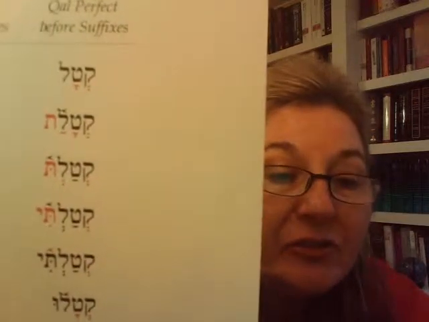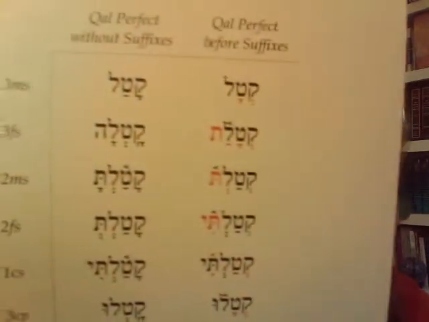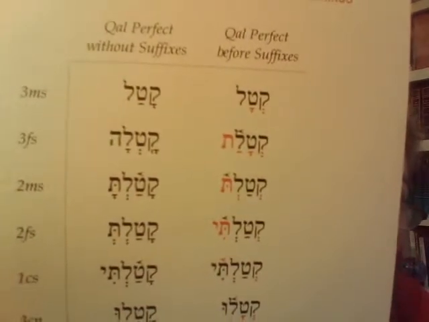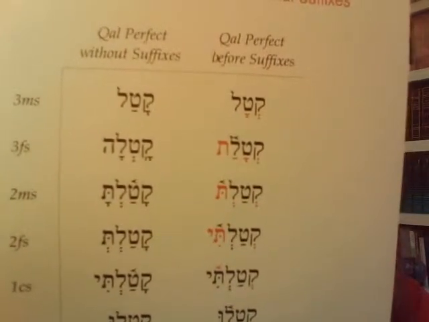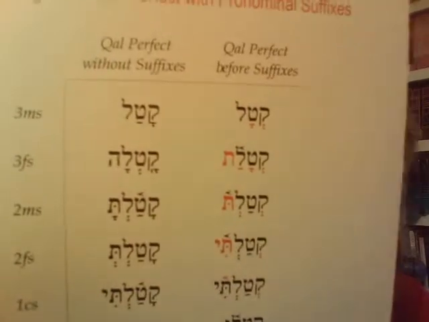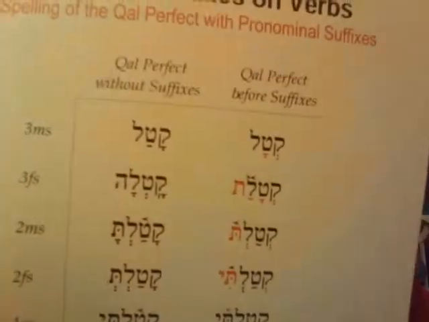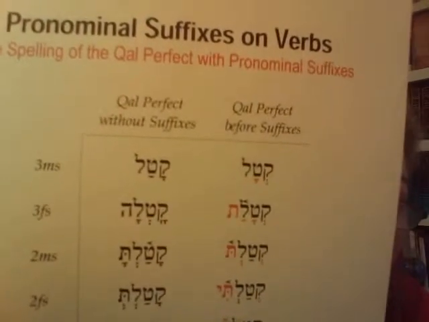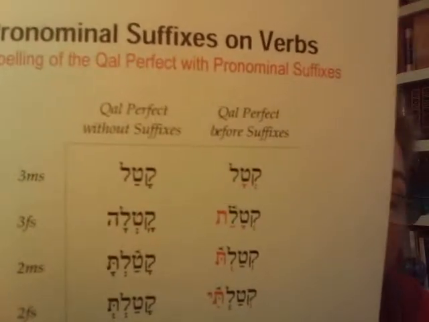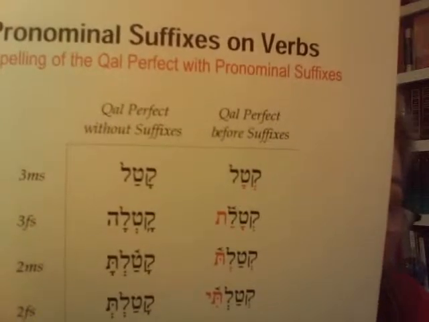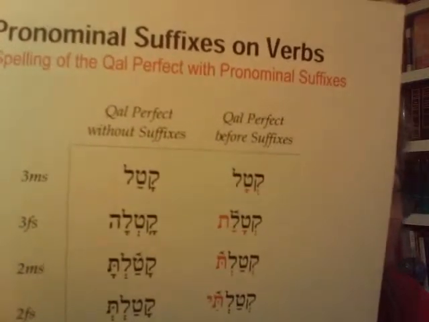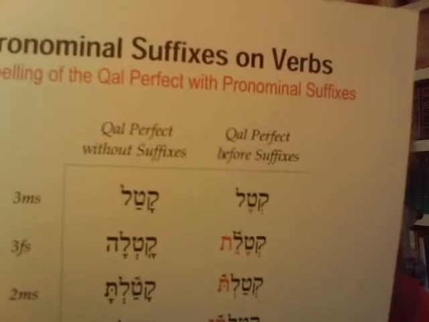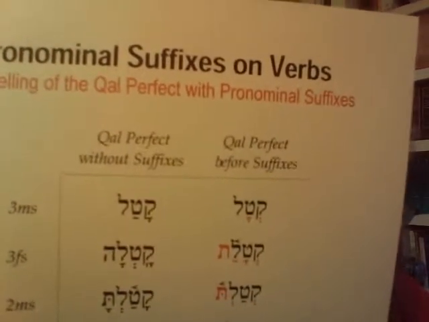The only major changes that you need to focus on and memorize are your 3FS, your 2MS, and your 2FS. Now, with the 2FS, I do want you to memorize that, but I also want you to take confidence in this: the 2FS will occur only 7 times total in all the Old Testament. The 3FS and the 2MS occur 200 to 300 times each.